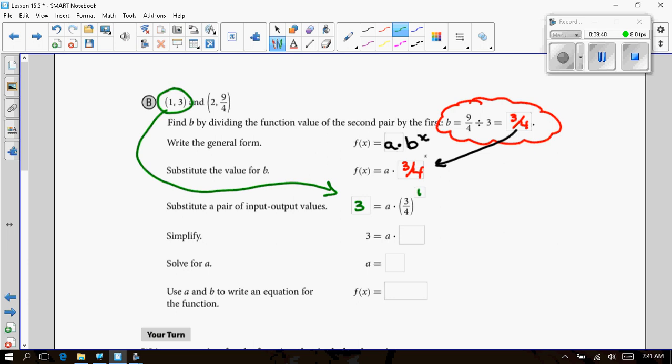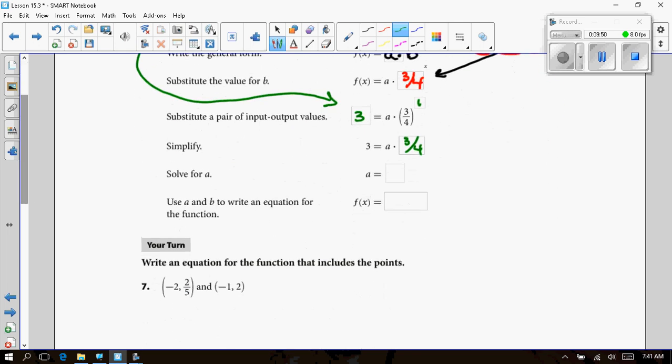Well, 3/4 of the first value is pretty easy to work with, right? So 3 is equal to a times 3/4. In order to get rid of the 3/4, I'm going to multiply both sides by its reciprocal, 4/3. And so when I do that, I find out that a is 4. Easy. So now I have my a value.